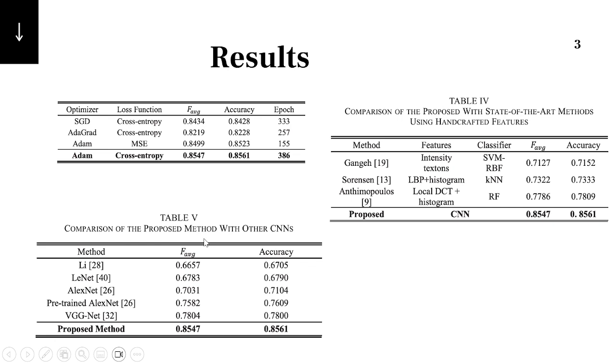And finally, they also compared their proposed method, their CNN, with the CNNs that were already tested in previous papers. So it's clear to see here that they outperformed all the other models, with almost 7% of improvement.